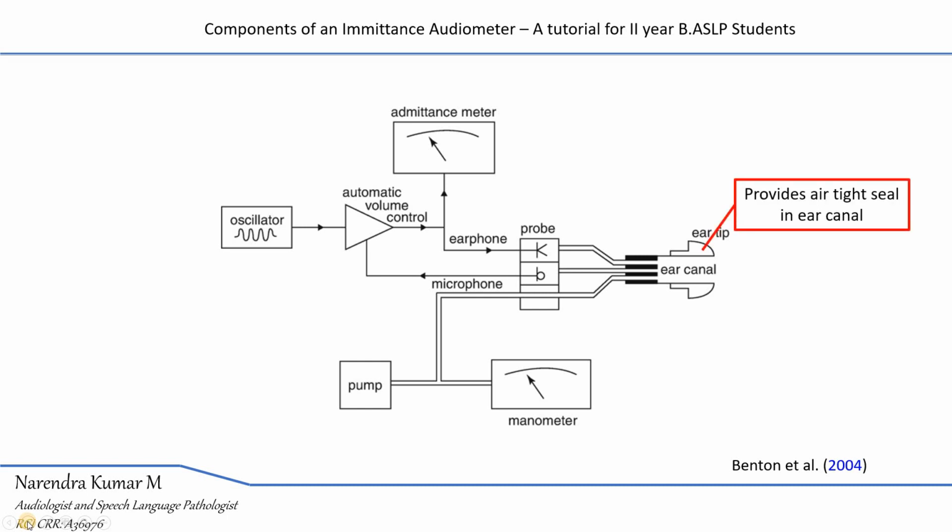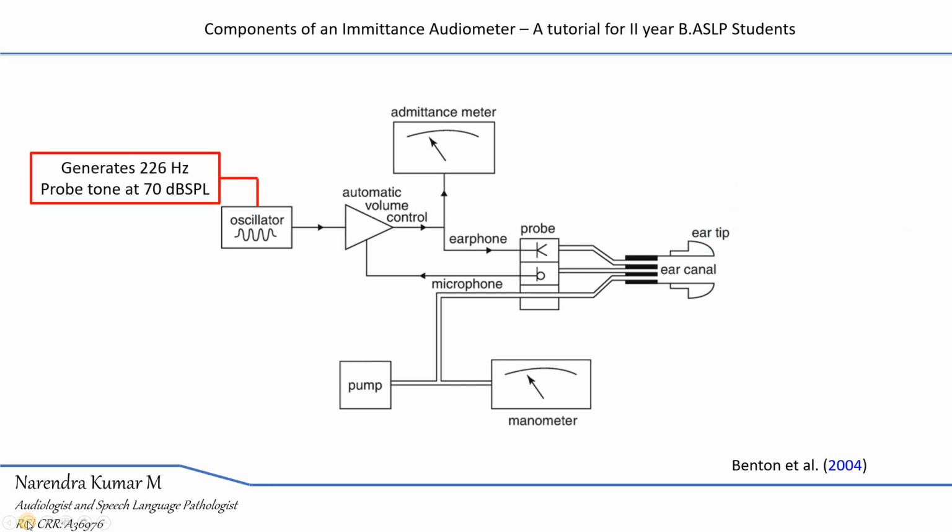The ear tip provides an airtight seal in the ear canal, preventing the escape of any sound pressure or air pressure from the ear canal during the procedure. The immittance audiometer has an oscillator which generates the probe tone. The probe tone characteristics vary from company to company. Usually it generates a 226 Hz probe tone. If we require a high frequency tympanometry, then this probe tone might be 1000 Hz. So here, for understanding purposes, we take that it is generating a 226 Hz probe tone.